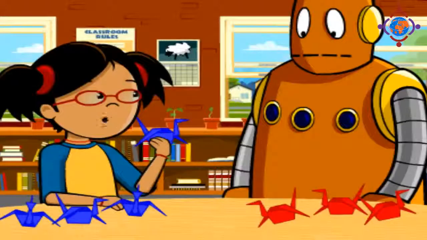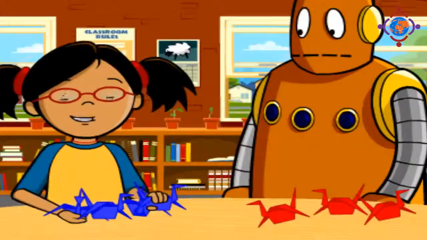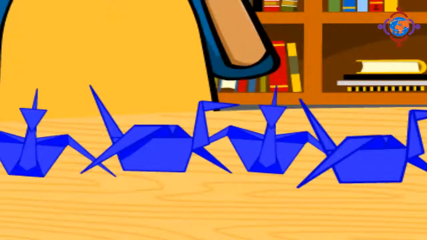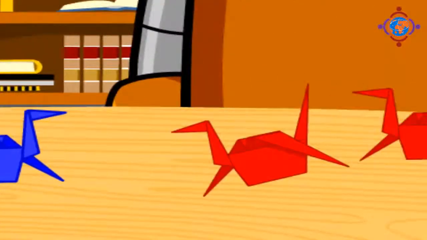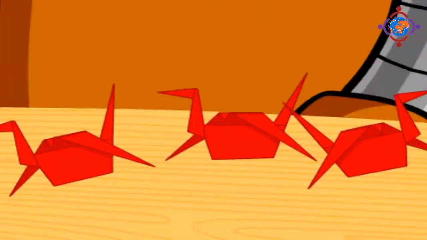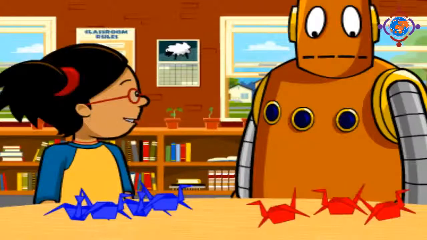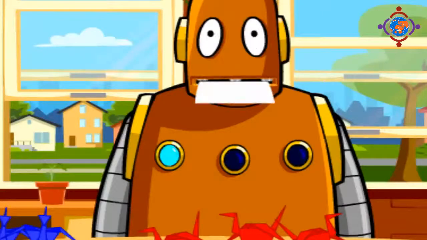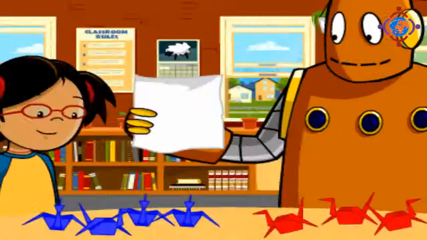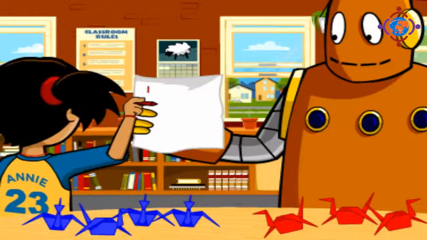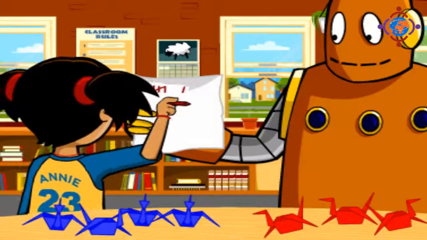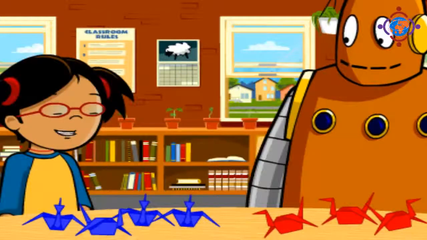Well, when you add, you join groups together to find the total. Let's see. We have 4 blue cranes and 3 red cranes. A tally chart could help add them together. So we have 1, 2, 3, 4, 5, 6, 7 cranes in all.